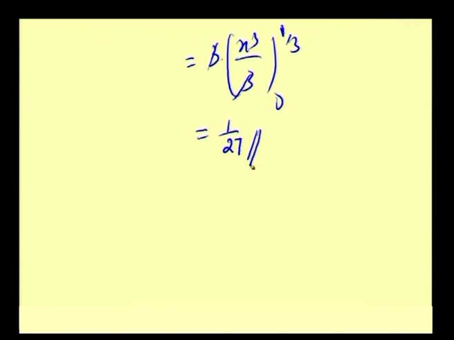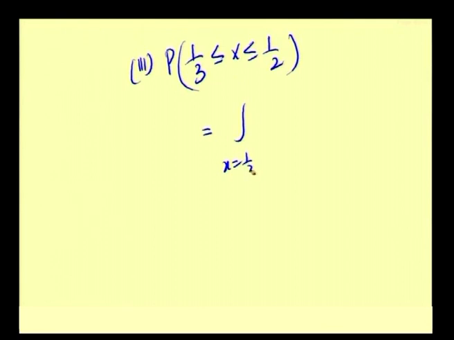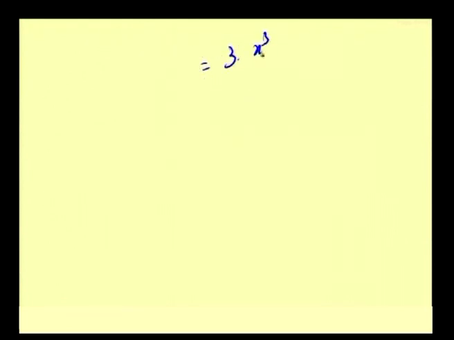Going to the third subdivision, you are asked to find out P of 1 by 3 less than or equal to x less than or equal to 1 by 2. Obviously, two limits have been given. So, you can take x is equal to 1 by 3 to x is equal to 1 by 2, f of x dx, where f of x is 3 x square dx. Integrate this: 3 into x cube by 3 within the limits 1 by 3 to 1 by 2.